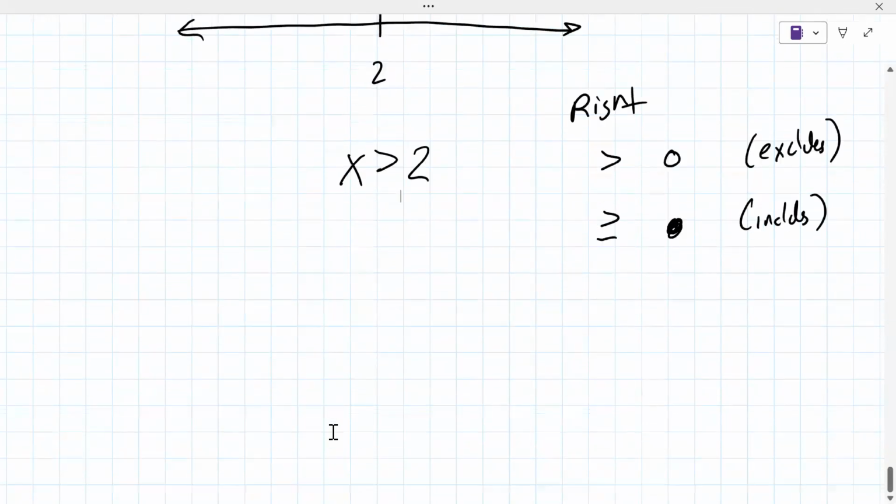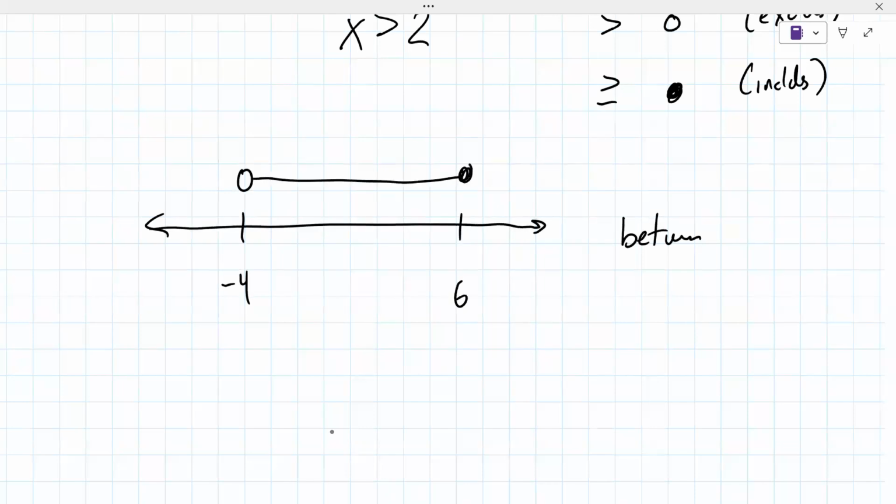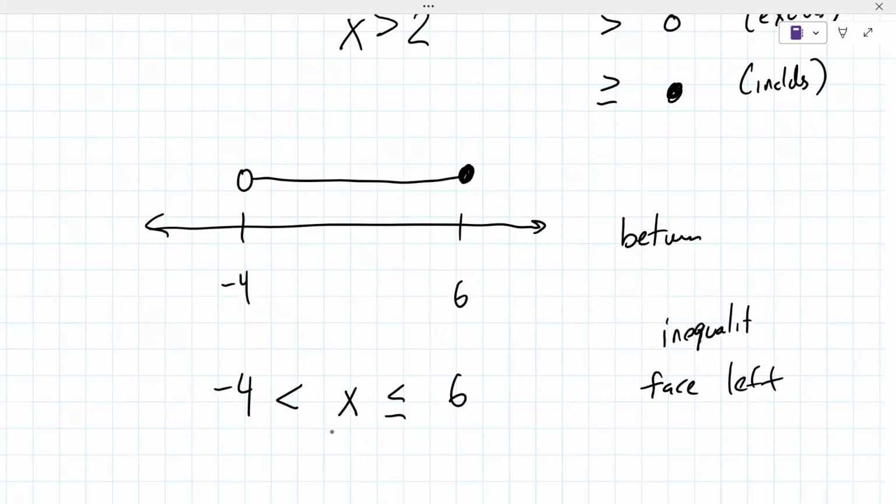And then the next possibility is the between. So it might be like -4 to 6. And it could be that one is open, one is closed, or not, but you put the variable in the middle, the number, and then the number. And then the signs always face left, or the inequalities face left.